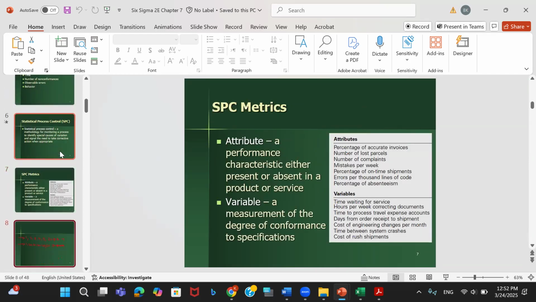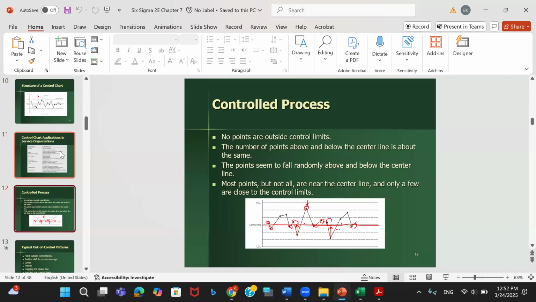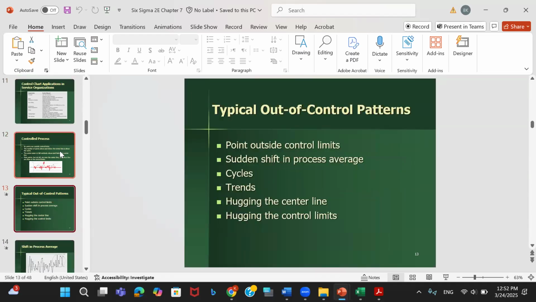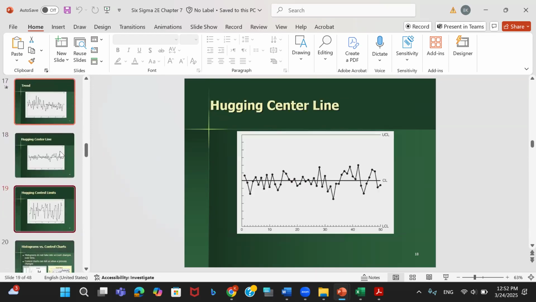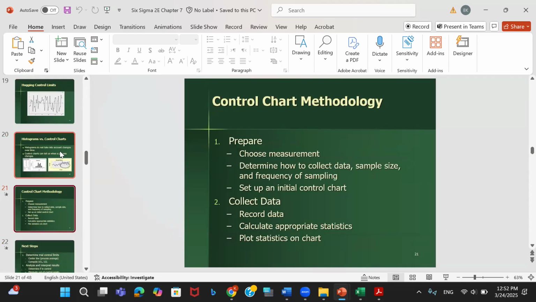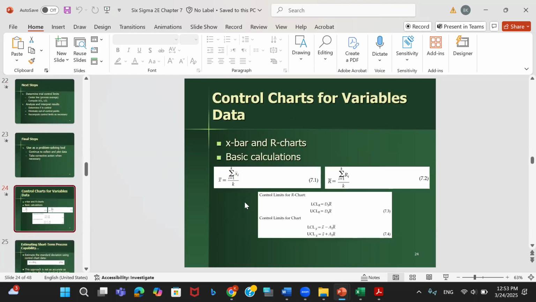Here we are covering what we call control charts. Control charts for variables, control charts for attributes. Okay, so we collect the data, record it, calculate the statistics, and plot the data on the chart. And then we calculate the central line, upper control limit, and lower control limit, and determine if the data which I have is in control or not.